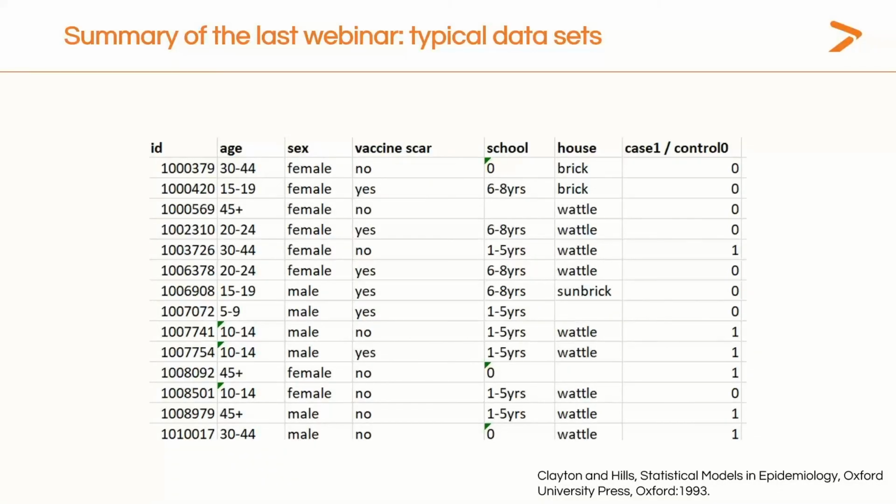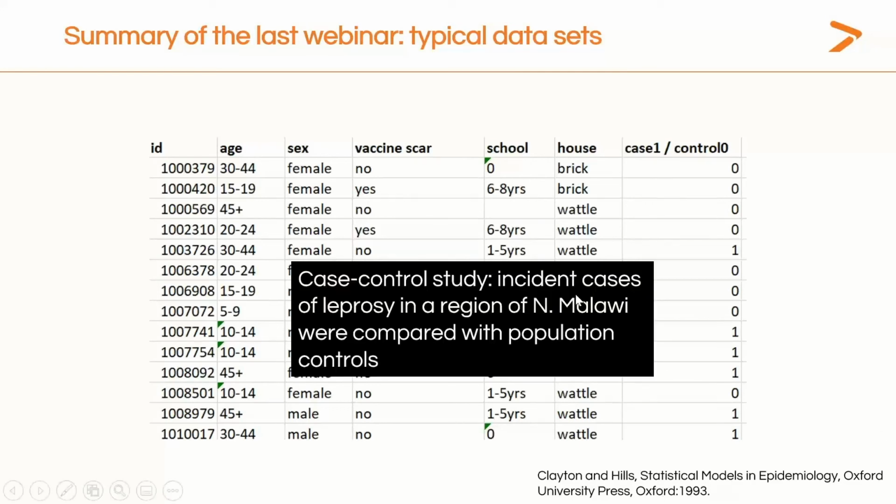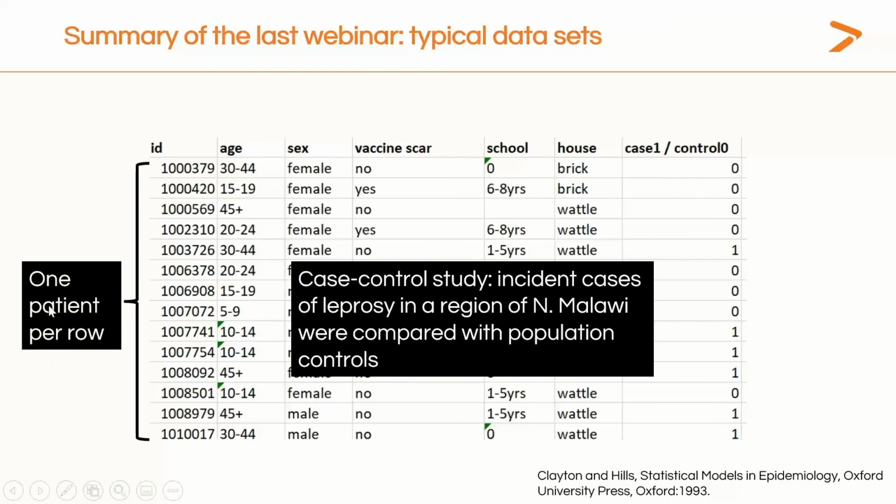Here is how a typical data set in medical research looks like. In this case, you have a case control study. Incident cases of leprosy in a region of North Malawi were compared with population controls. So we sampled cases of leprosy in northern Malawi, which we compared to a sample of healthy patients. Here in rows, we have one patient per row. And in this column, we have the outcome variable, which indicates whether the patient is a case or a control, or whether the patient has the disease or is healthy.